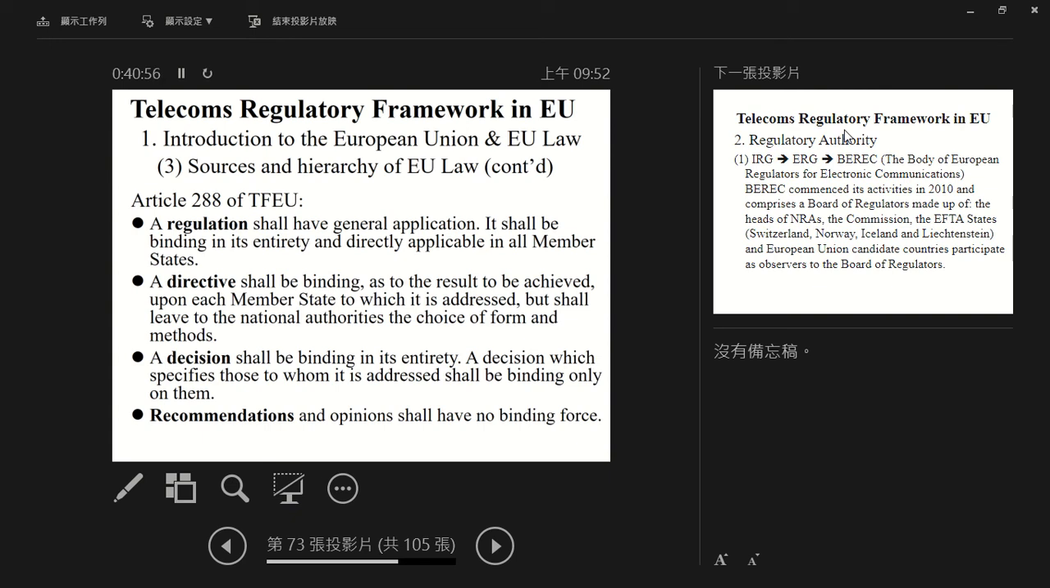A decision shall be binding in its entirety, which means, for example, if the European Commission makes a decision upon one case. We also talk about what the Commission is. Generally, the Commission is the administrative body of the European Union. For example, maybe it's about competition law, a competition case.